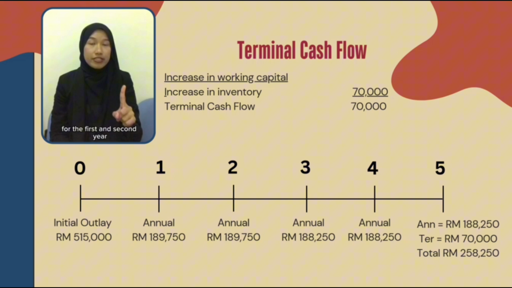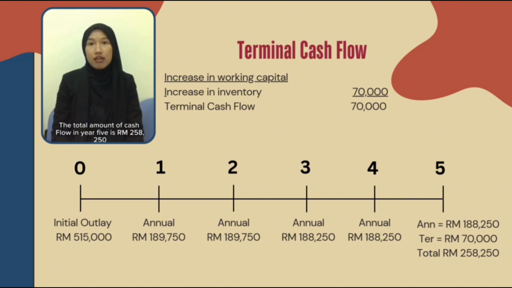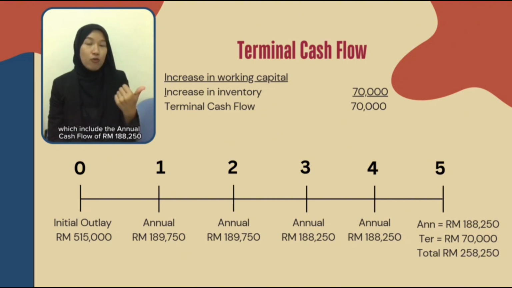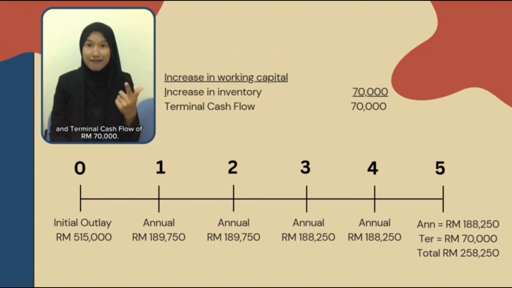For the first and second year, the amount of cash flow is Rm 189,750, while the cash flow for the third and fourth year is Rm 188,250. The total amount of cash flow in year 5 is Rm 258,250, which includes the annual cash flow of Rm 188,250 and the terminal cash flow of Rm 70,000.